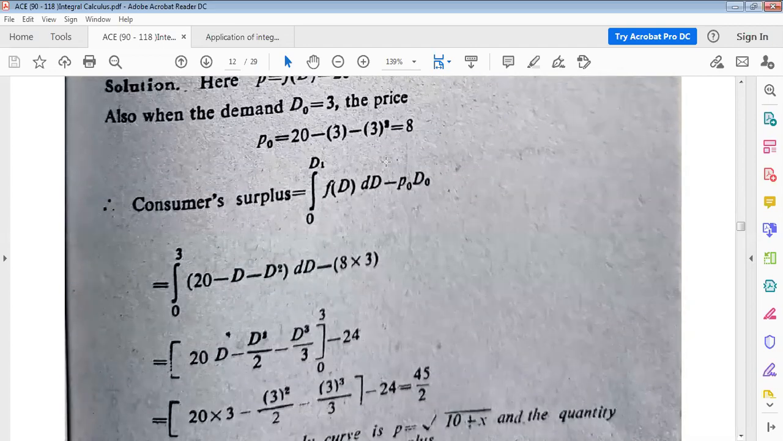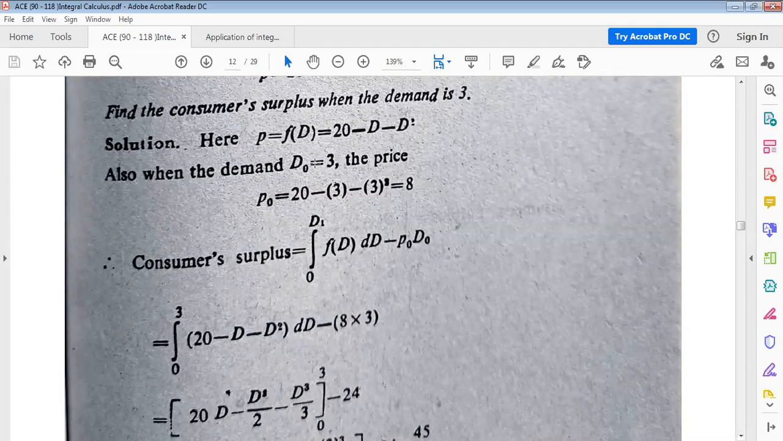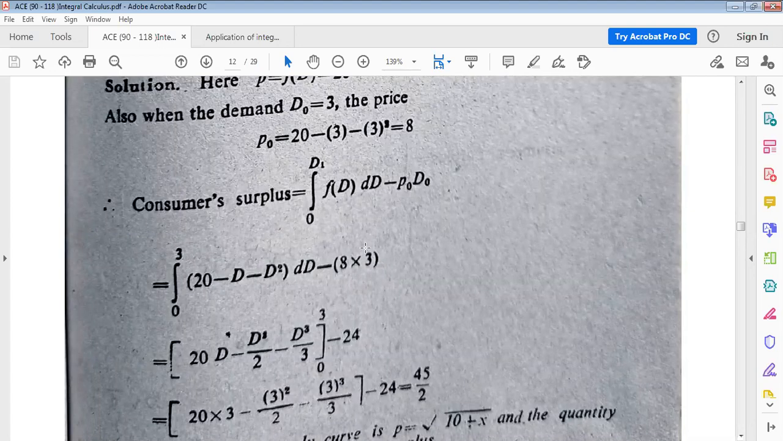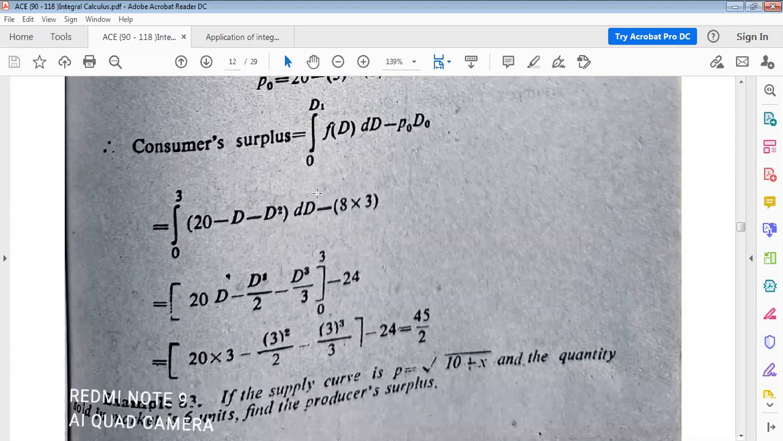So 0 to 3. 3 means demand was what? D naught equals 3. So 0 to 3, the demand function DD, and P naught D naught will be what? P naught equals 8 and D naught is 3, so 8 multiplied by 3 is 24 only. So this is the integration with respect to capital D.